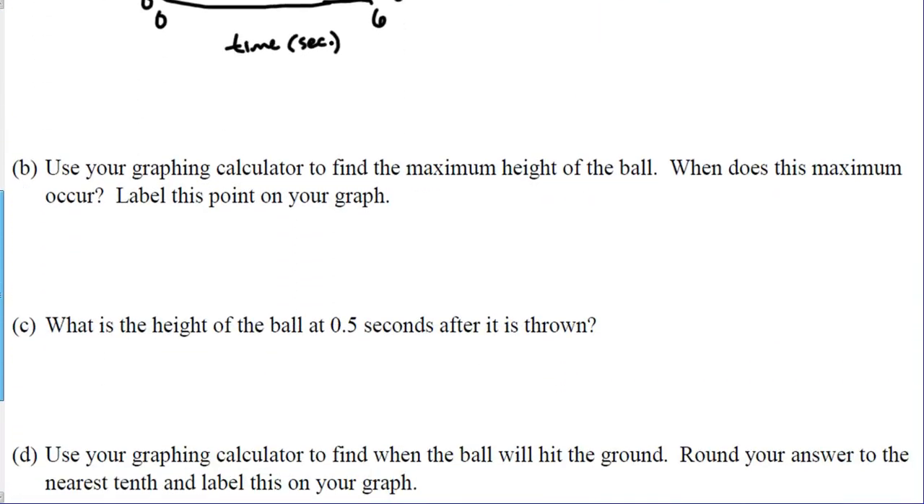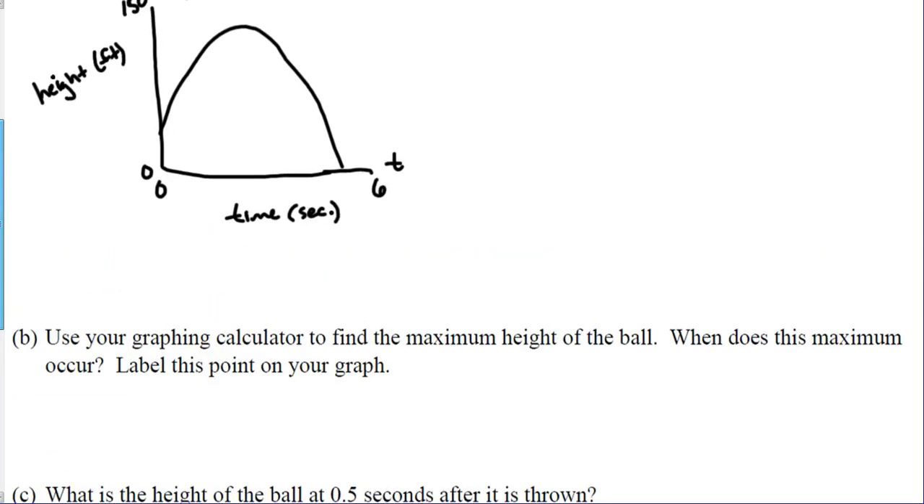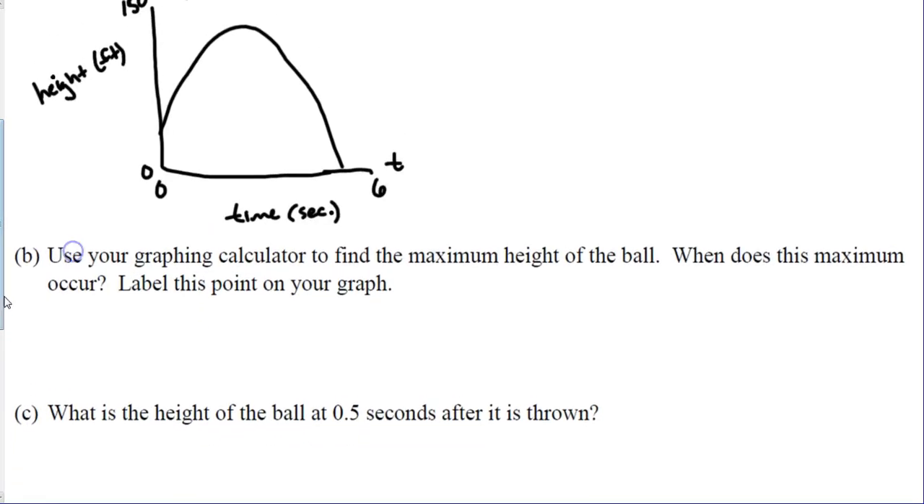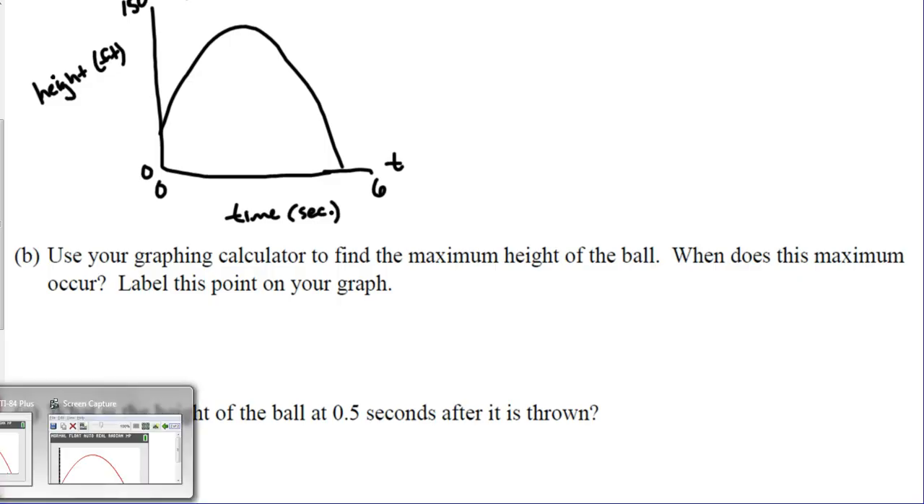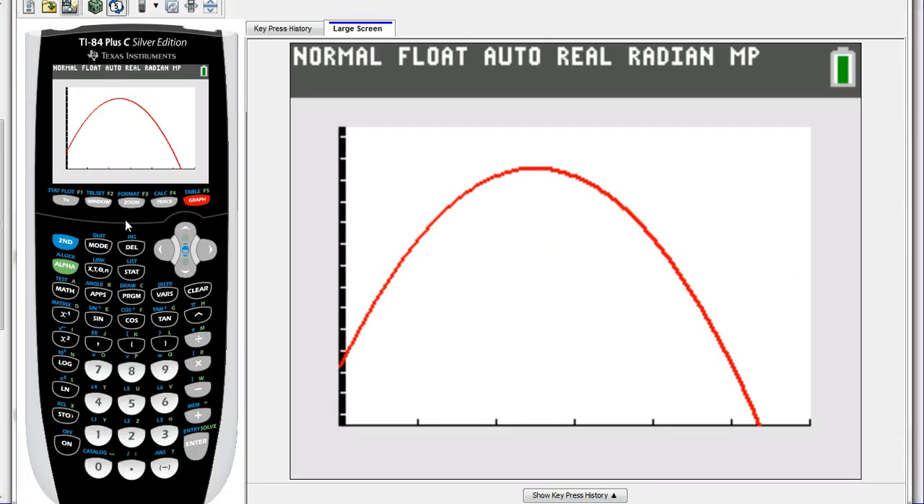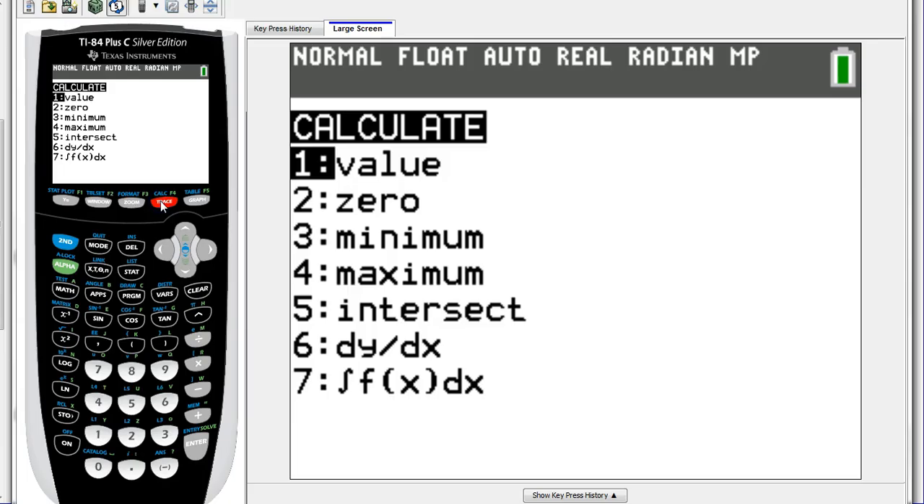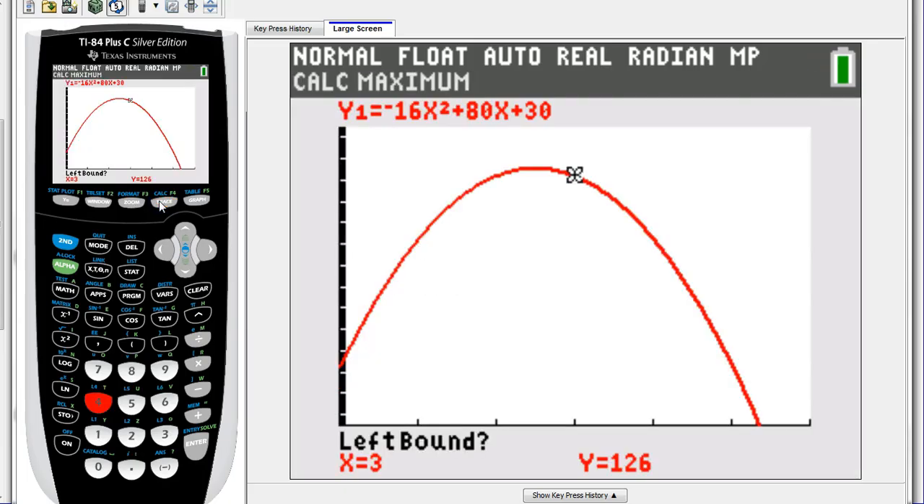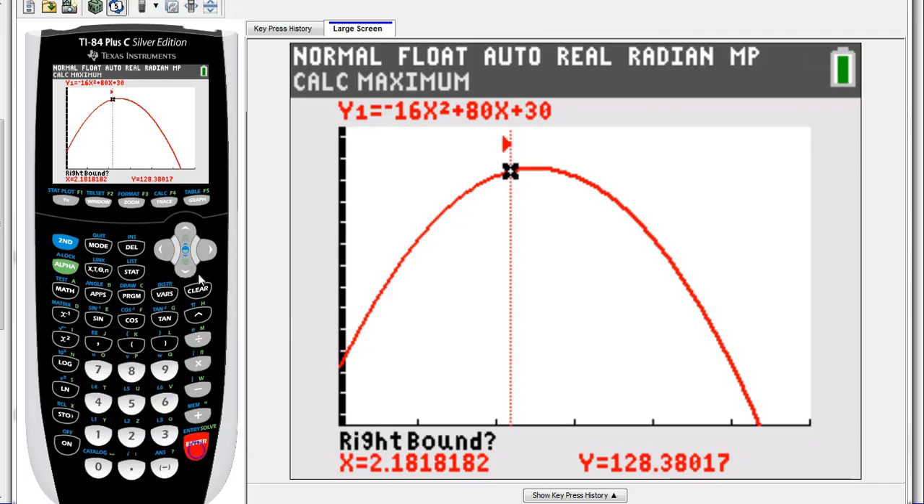Find the maximum height of the ball. When does this maximum occur? Label that point on our graph. So we're going to go to our graphing calculator, pop over here. We're going to go to second calc. You see choice 4 for maximum. You're going to set up your left bound. So move to the left somewhat. Hit enter. Move to the right, somewhat to the right of where you can identify the maximum is.